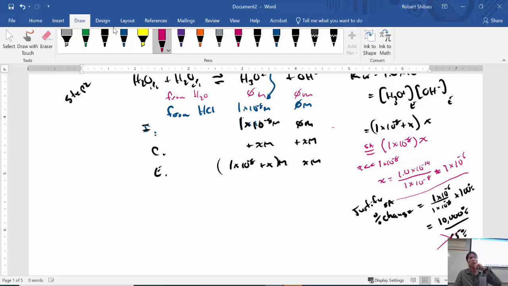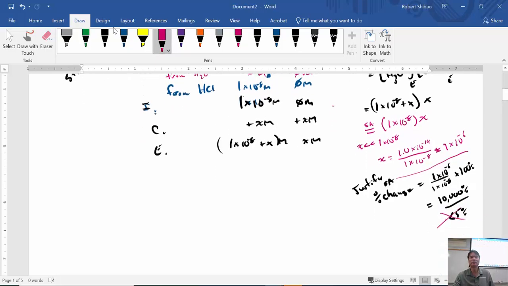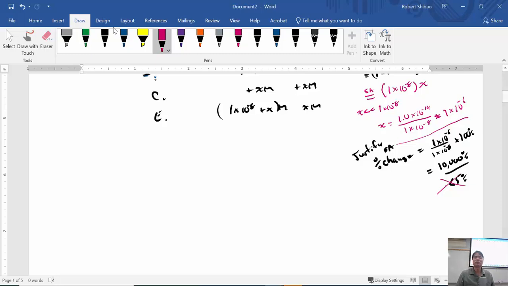So what does that mean, that it's not acceptable? What it means is you can't use this assumption. If we can't use the assumption, then we have to solve it the normal way. In other words, this is too big of a change, and therefore the error we expect is too large.